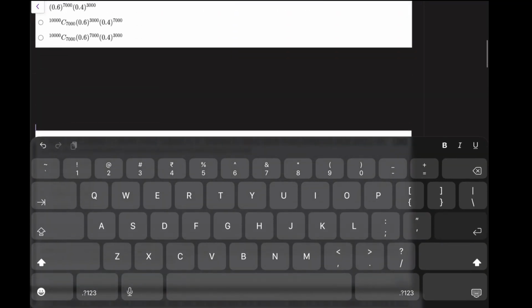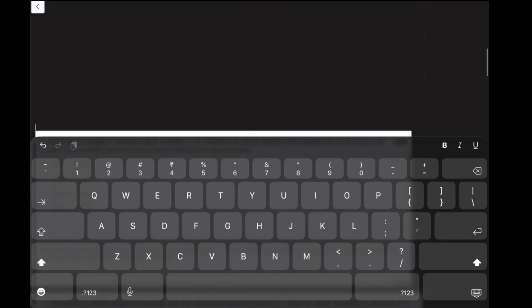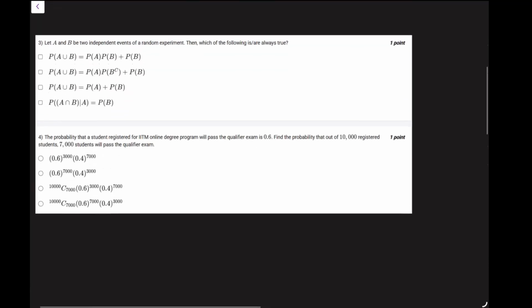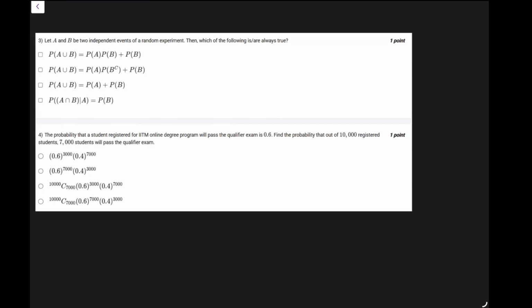Okay. Now let's see question number 3. Let's try solving it here. Let A and B be two independent events of a random experiment. Then which of the following is always true?